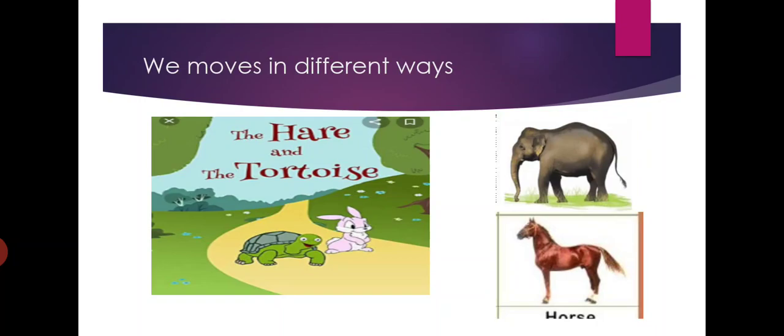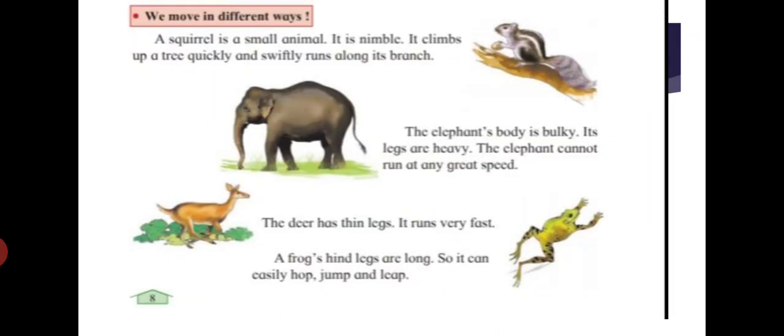Of course, the horse will win the race because the elephant has a bulky body. Bulky means heavy. Its legs are heavy. The elephant cannot run at any great speed, but the horse has thin legs. It runs very fast. Here it means we can identify animals by their movement also. So, these animals are trying to tell us, you can identify us by our movement also.